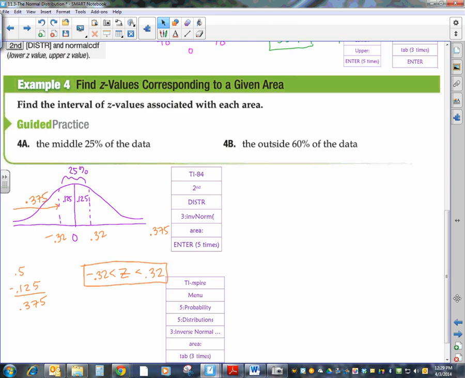All right. So in the future, I will not go back to the table. I will just push the buttons in the calculator. If you have any questions more about reading the table or needing practice, then please come see me. Okay, so let's talk about the outside 60%.